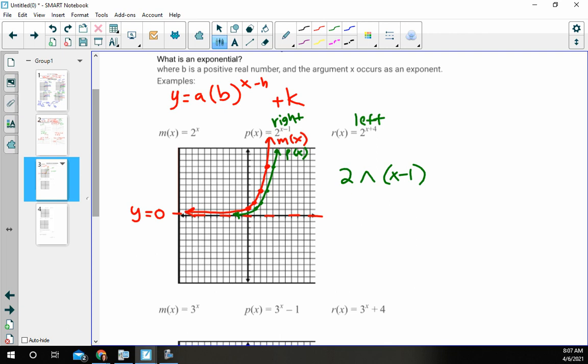I'm going to put p of x on it. So anything with the x is still the opposite. Which means my +4 will send it left 4. So all of those dots from my end are actually going to go left 4.